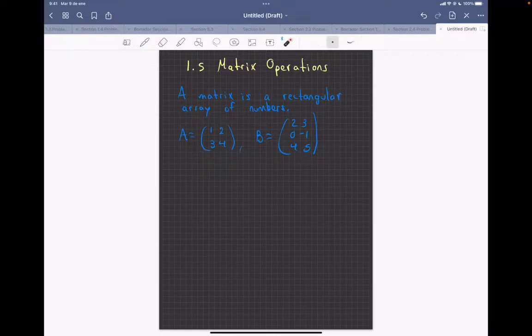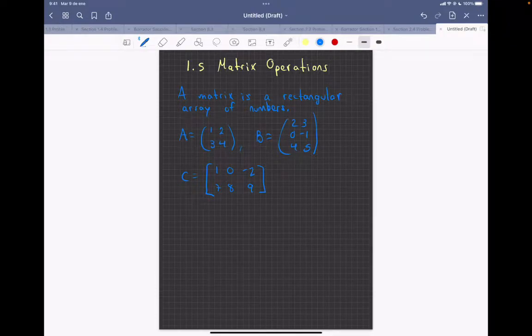By the way, remember that you can also write a matrix with big brackets. No problem with that. It is the same whether you use big parentheses or big brackets.